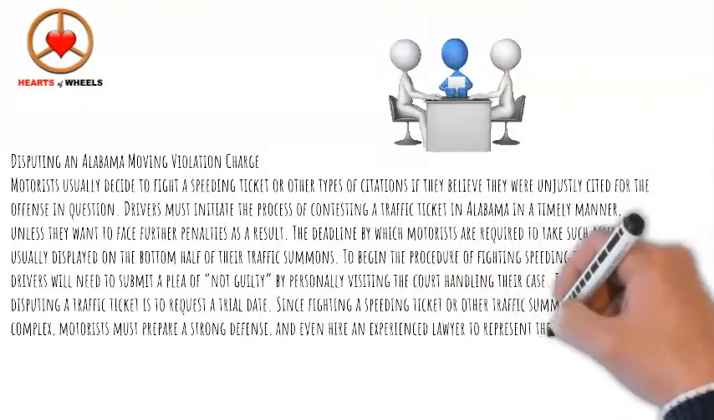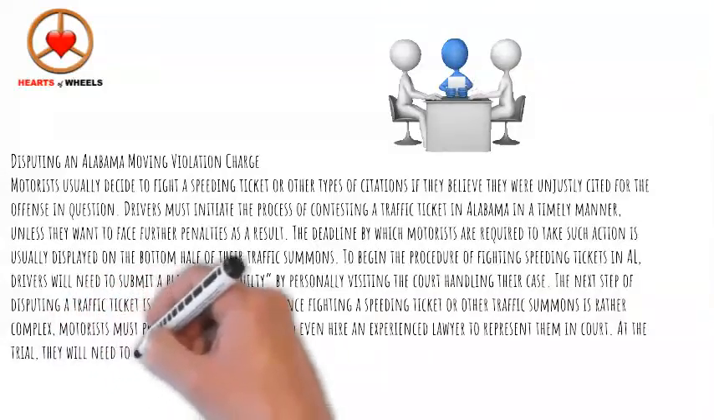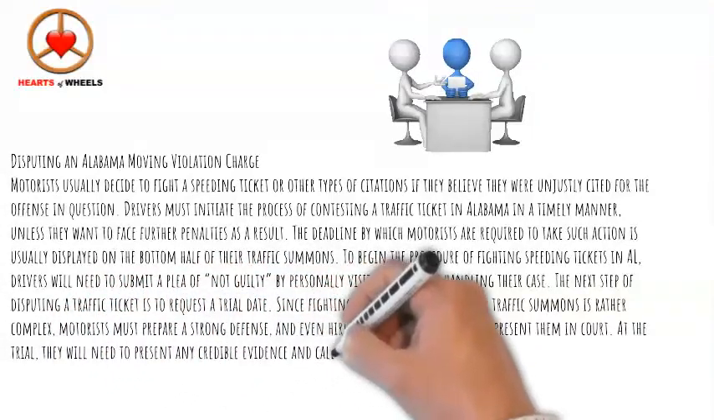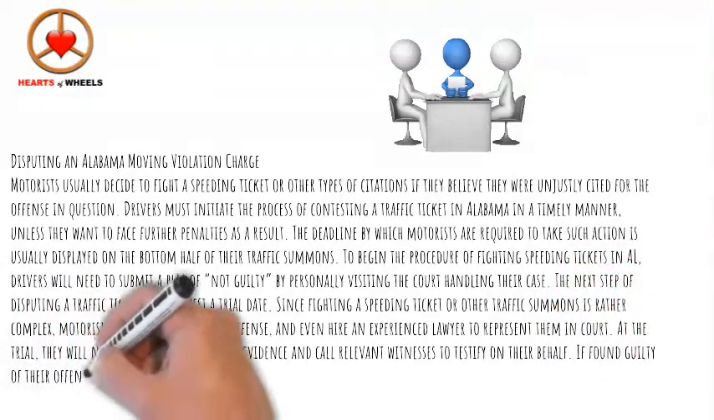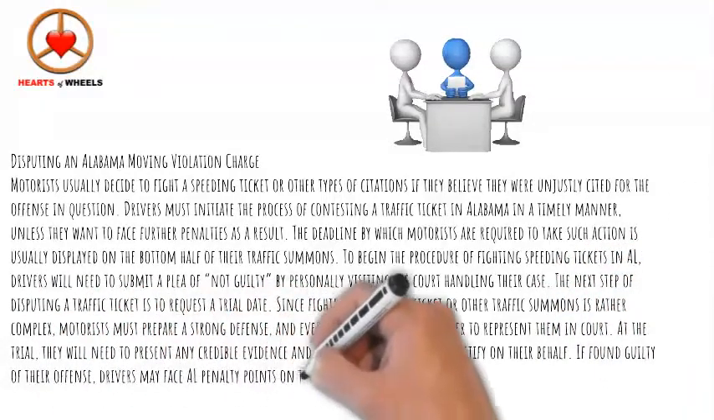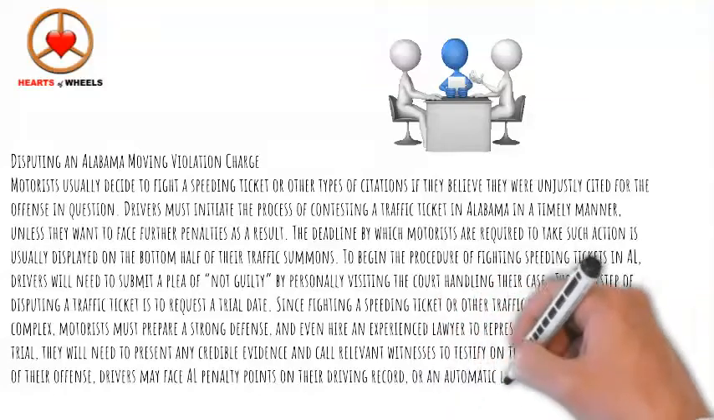At the trial, they will need to present any credible evidence and call relevant witnesses to testify on their behalf. If found guilty of their offense, drivers may face Alabama penalty points on their driving record, or an automatic license suspension in case of a more serious misdemeanor.